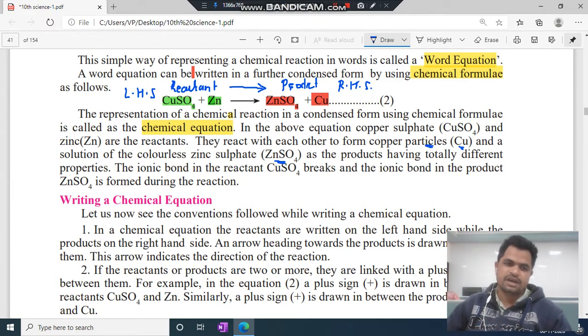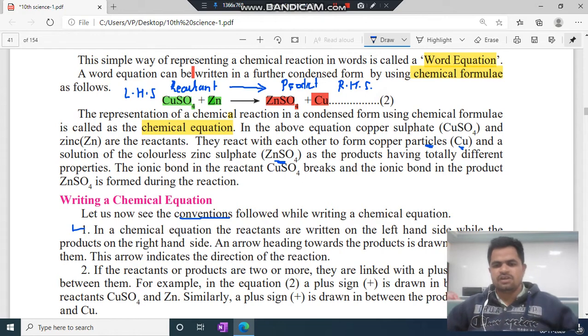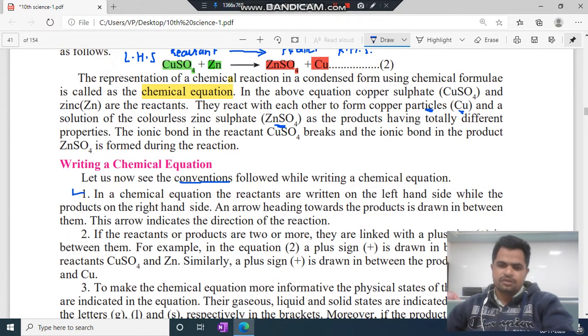The next, writing of chemical equations. Chemical equations कैसे लिख सकते हैं? For this we have given here some conventions to follow while writing chemical equations. There are 6 conventions, and we can see them here step by step. The first: in chemical reactions, the reactants are written on the left hand side, as I mentioned earlier, while the products on the right hand side. An arrow heading toward the product is placed between them, and this arrow indicates the direction of the reaction.